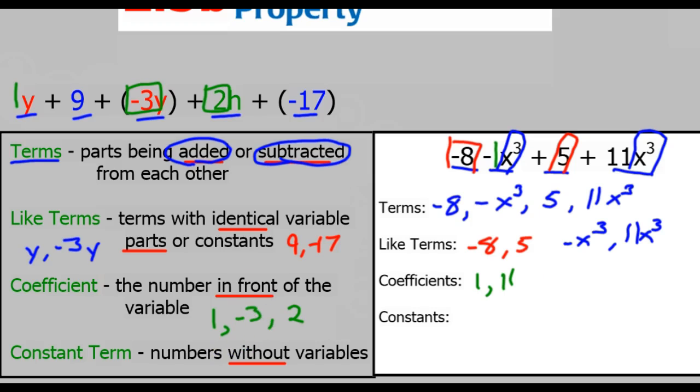Constant terms are numbers without variables. In this equation, it's 9. Over here, numbers without variables, well, I have a negative 8, and I have a 5. Those are numbers without variables attached. So that's our review of terms, like terms, coefficients, and constants.